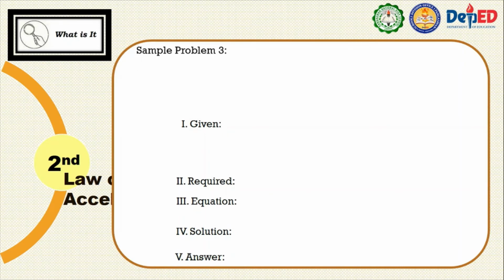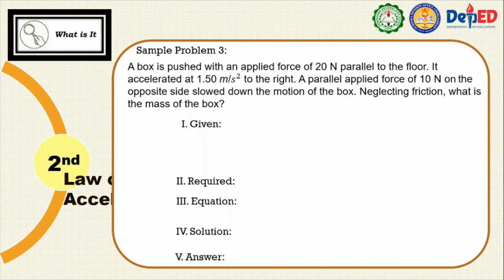Sample problem number 3. A box is pushed with an applied force of 20 Newton parallel to the floor. It accelerated at 1.5 meter per second squared to the right. A parallel applied force of 10 Newton on the opposite side slowed down the motion of the box. Neglecting the friction, what is the mass of the box?